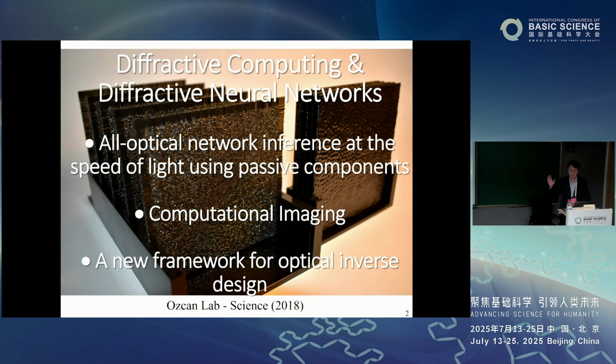I mean, there is a lot of mathematics behind it. The diffractive neural networks enable all-optical inference at the speed of light using passive components. They can be designed to serve as new optical components with advanced capabilities for computational imaging, and they can establish new frameworks for large-scale optical inverse designs in optical computing systems.